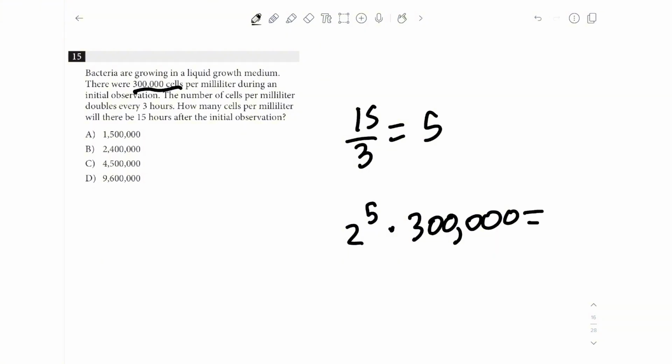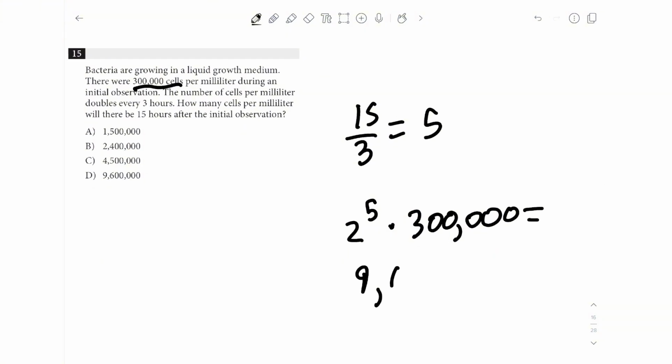All right, let's plug that into the calculator. Our answer is 9,600,000, which is answer choice D.